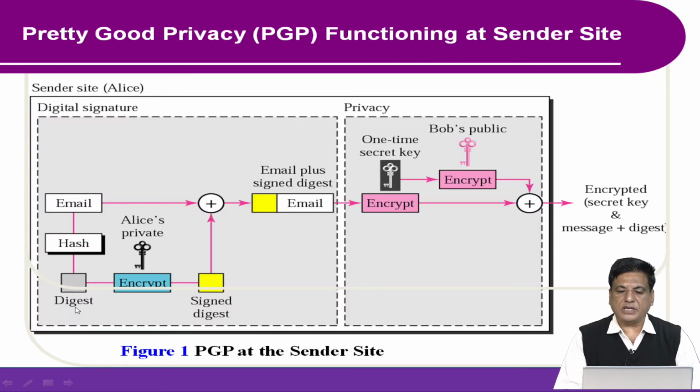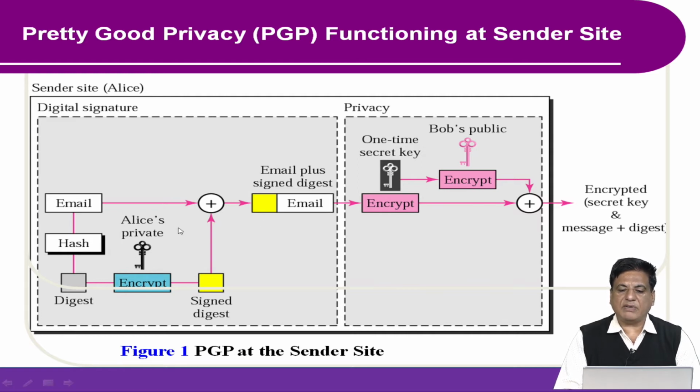So, the functioning of the PGP protocol at the sender side. Here we are assuming that Alice is the sender who will generate an email. First we hash the email to produce the digest. For hashing we can use either the MD5 algorithm or the SHA-1 algorithm. Then we encrypt the digest with the private key of Alice to generate the digital signature, or the signed digest. So we have a signed digest and a plain text email.